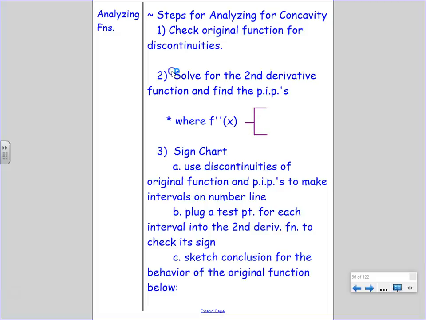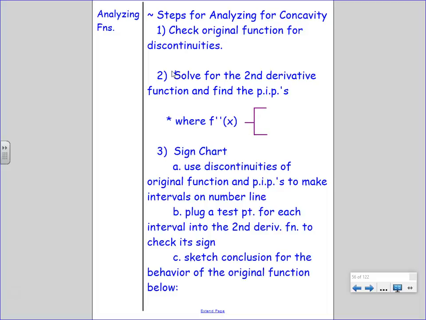Section 3, what were we testing? We didn't use this for mean value theorem. Mean value theorem was continuous, differentiable, and then f'(c) equals the average rate of change. What did we use? Discontinuities, critical numbers, and sign charts to analyze a function for increasing, decreasing.